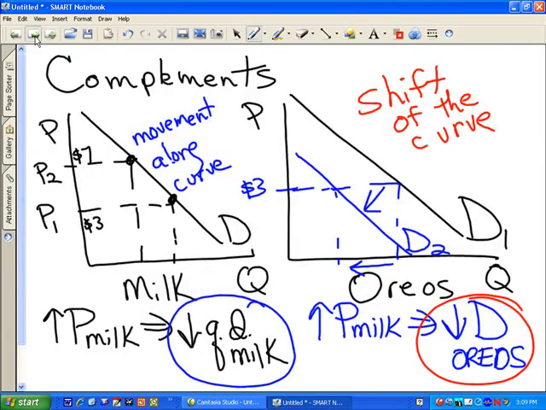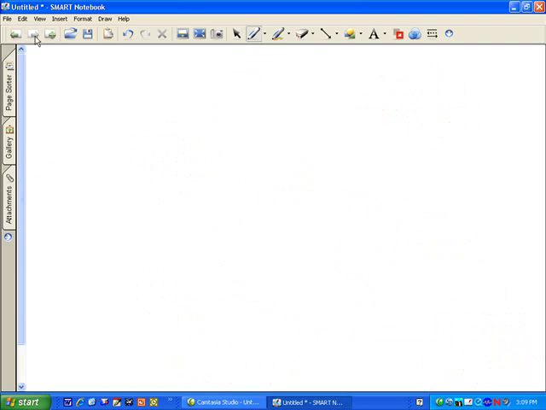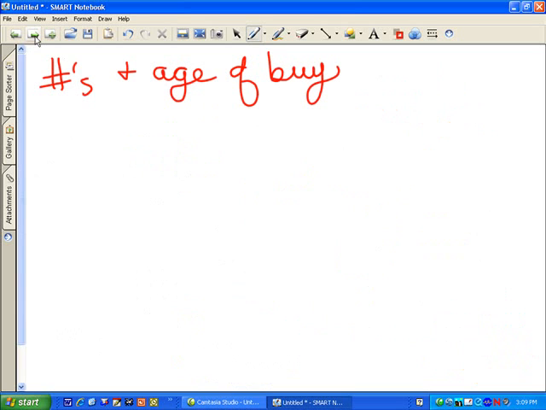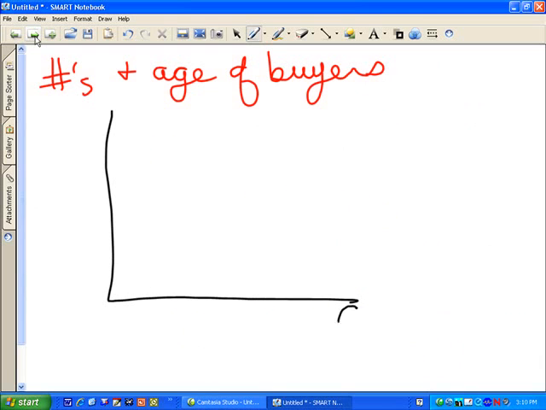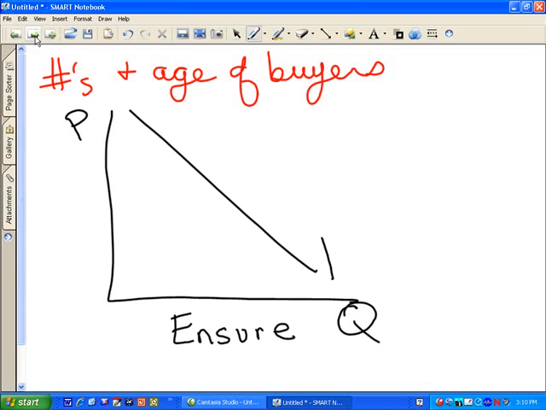Okay, numbers and age of buyers. How about this for an example? If you watch television, obviously I watch way too much with my examples, always coming from television, but there's all sorts of products that are geared towards older people, such as Ensure. It's a supplemental drink for your diet. Okay? So this is our demand of Ensure.